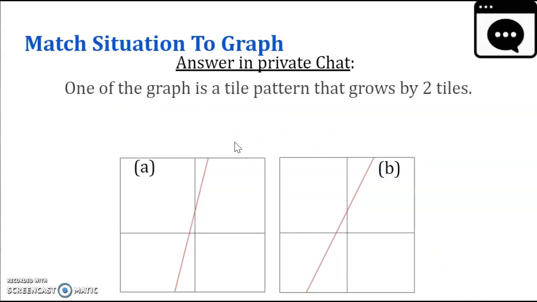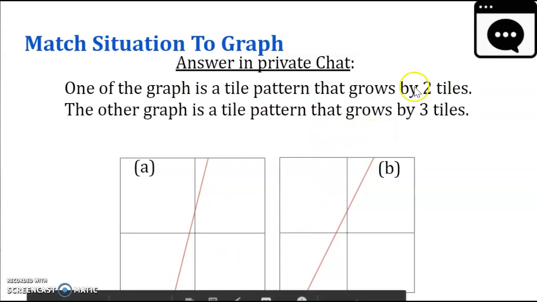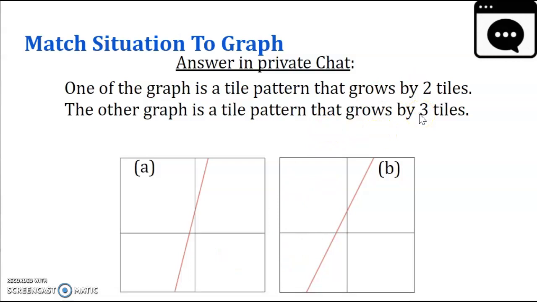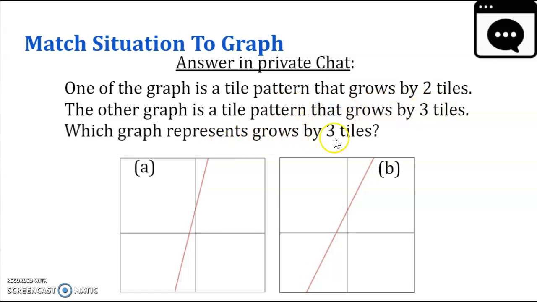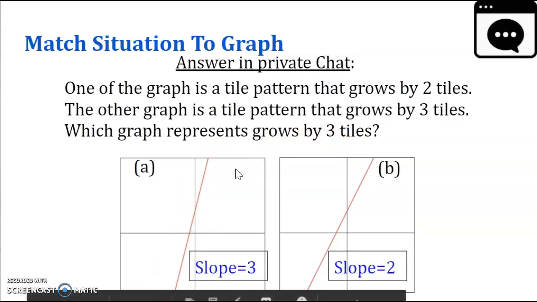What about this? Okay, one of the graphs is the tile pattern that grows by 2 tiles, the other is by 3 tiles. They're both growing, that's why they're both positive, but one is growing by 2, one is growing by 3. Remember, if the slope is bigger in number, it's going to be more vertical. So if we are looking for the growth by 3, a bigger number, then we would expect it to be more vertical or steeper, and that's going to be graph A.